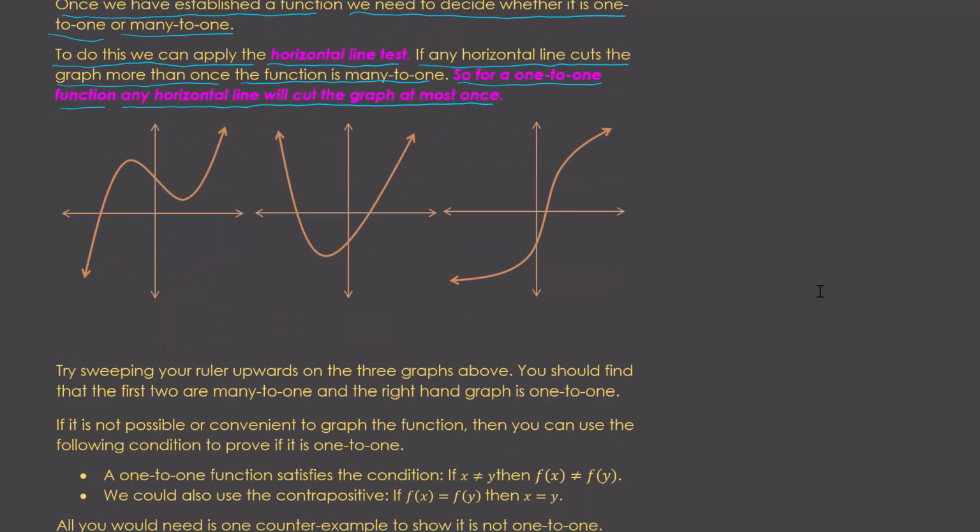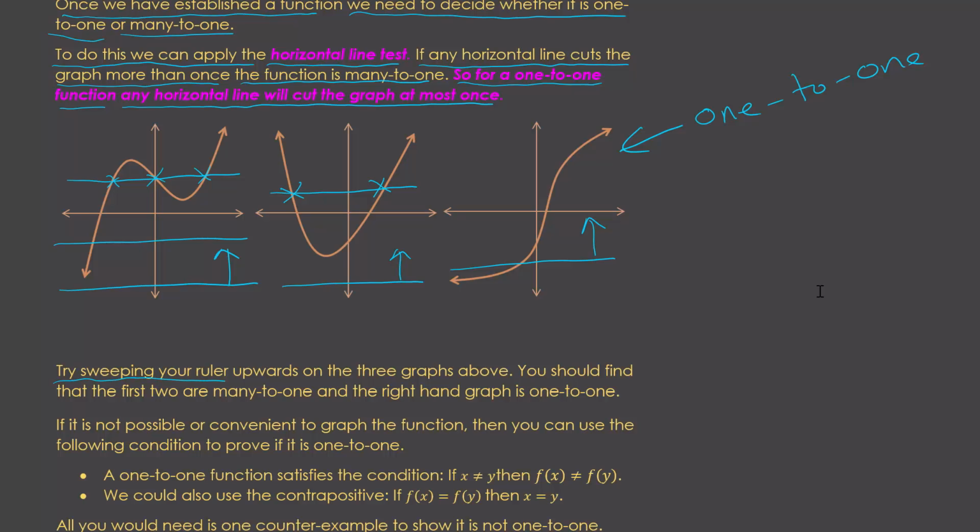So now consider a horizontal line like so, and let's move that up the graph. It's okay where it is, but when you get to here, it's cutting the graph 3 times. So that one is many-to-one. This one is okay where I've drawn it, but when I get to here, it's cutting twice. So it's many-to-one. Whereas on this graph, if we sweep this up, it only ever cuts once. So this one is one-to-one.